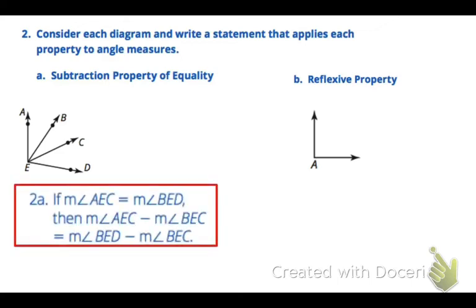So for example, if we have AEC, so this angle here, and then they're telling you that that angle should equal the same as angle BED. So they're saying those two angles are equal to each other. Then that means that if you have AEC and you subtract this piece here, BEC, so if we take away this piece right here from AEC, they're telling us that that should equal the same if you were to take BED and subtract this piece, BEC.